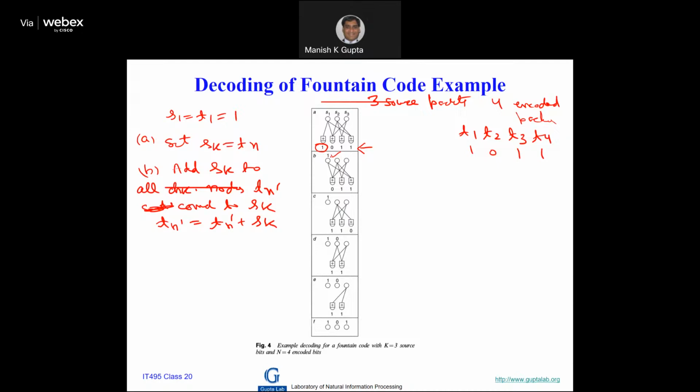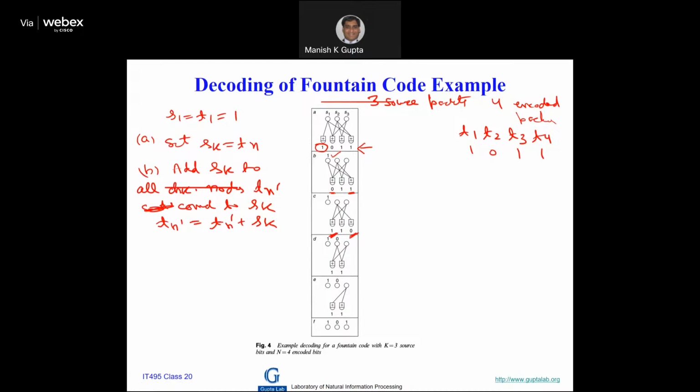So S1, I found 1. Now I am adding this 1 into basically this place here and this place here. Okay. Basically, you can see that this 0 will become 1 here, right? Because I am adding 1 plus 1 plus 0 is 1, and 1 plus 1 is 0, the last one. Okay, these are the new bits, the new check nodes.